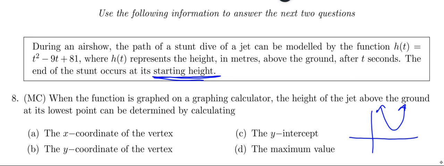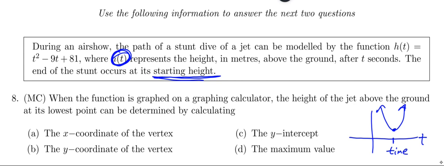So when the function is graphed on the calculator, just read this again. The height of the jet above the ground at its lowest point. Okay, well, the lowest point is right there, can be determined by calculating, well, what is that? Is that the x-coordinate of the vertex? Well, that actually doesn't give the height. That is the time, because remember, if you look back at our function notation, it's h of t, h of time. So this is the time axis. This is the time when it reaches its lowest point.